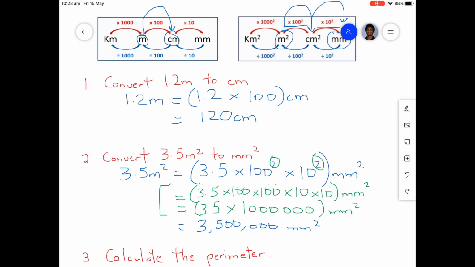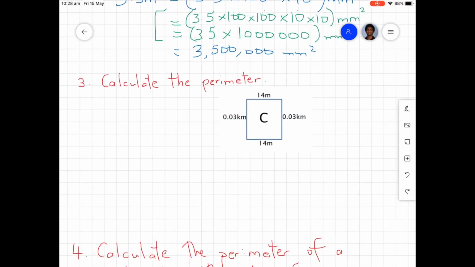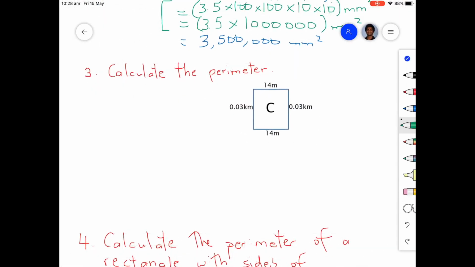Okay, now let's have a look at calculating the perimeter of a rectangle. Now looking at this shape here, the first thing we'll notice is that we have 14 meters and 0.03 kilometers. Now because those units aren't the same, we can't calculate the perimeter just yet. So what we need to do first is convert them both into the same units. Now I'm going to convert that kilometers into meters, and that way I'm getting rid of any decimals.